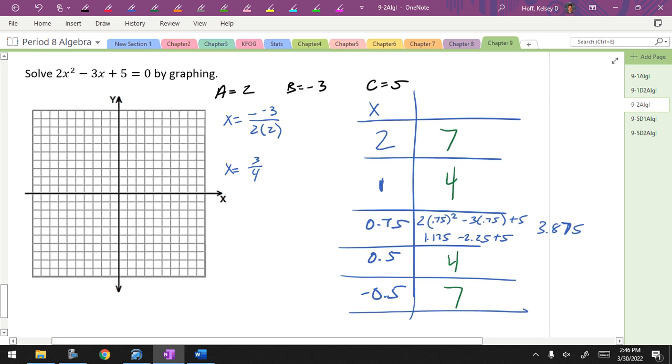Plot those points. Make it as close as you can. It's an estimation. Graphing is not perfect.